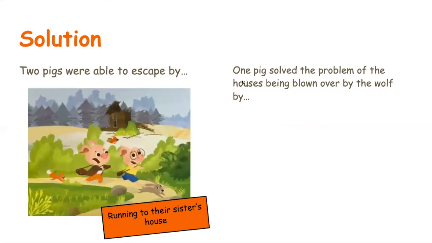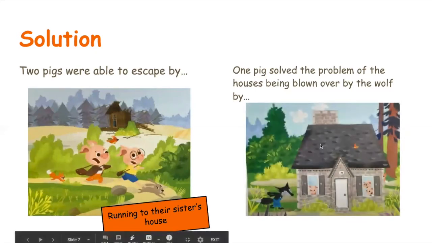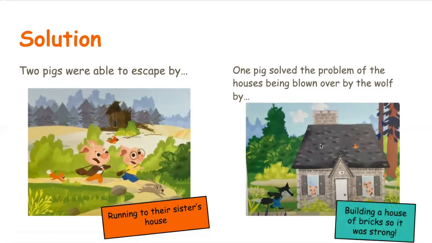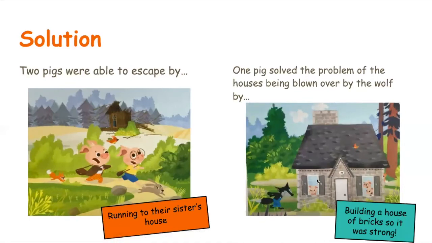The next is one pig solved the problem of the houses being blown over by the wolf by, what did the sister pig do? She was building a house of bricks, so it was strong. The house was so strong that the wolf couldn't huff, he could not puff, and he could not blow the house of bricks down. So the pigs were safe.